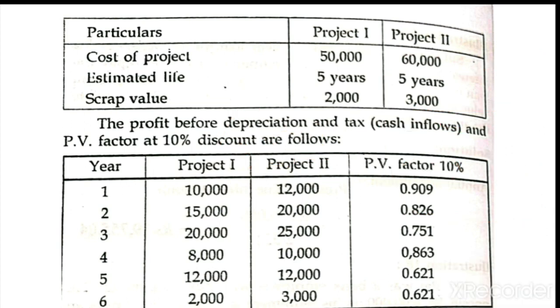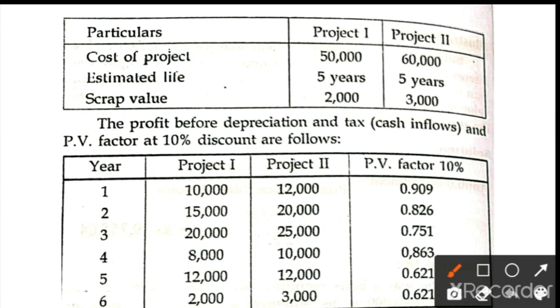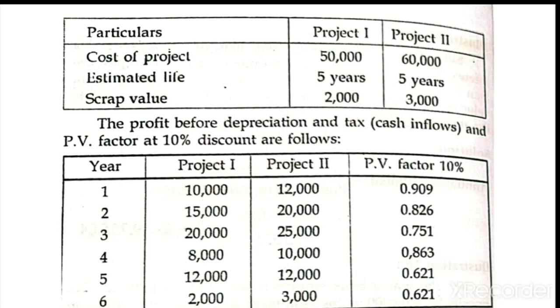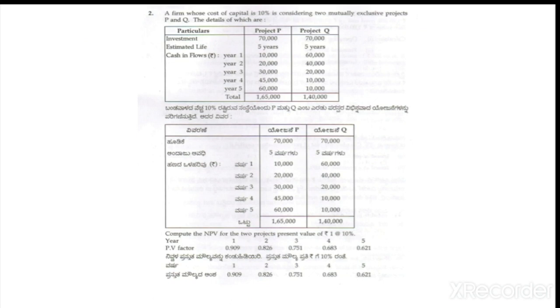We already practiced different types of problems, but in this problem they have given two different projects. If they give two projects' information, it is very simple, one by one. First, project 1 into PV factor, and calculate. Second step, again project 2 into PV factor. We'll get the present value. After getting the present value of each project, minus the cost of each project, whatever remains is the net present value. Again one more homework I would like to give you. So this is the second type of problem.